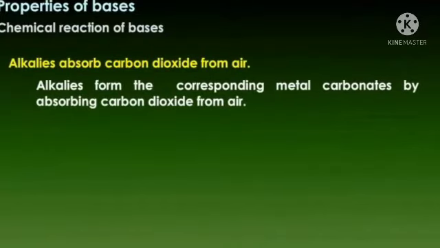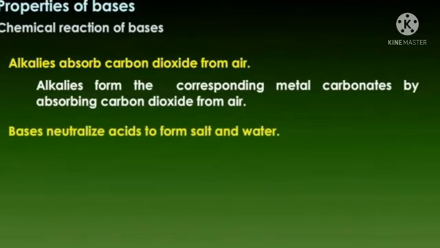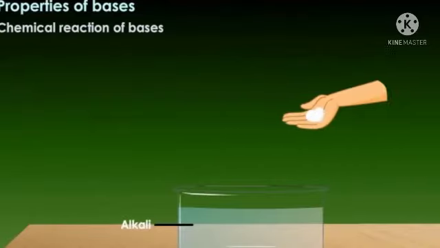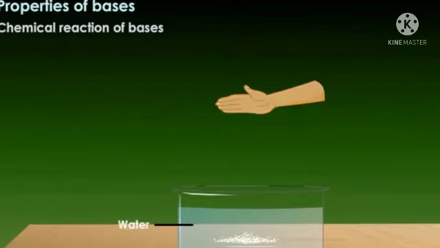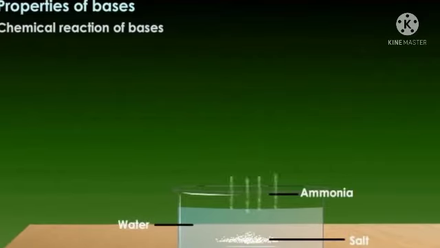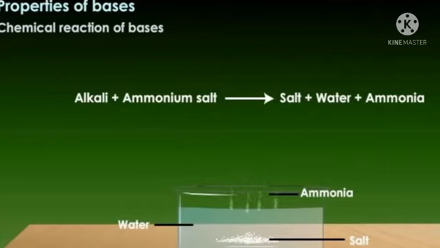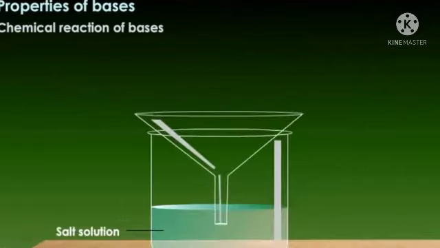Alkalis absorb carbon dioxide from air. Alkalis form the corresponding metal carbonates by absorbing carbon dioxide from air. Alkalis liberate ammonia from ammonium salts. Alkalis react with ammonium salt to liberate ammonia, which is a pungent smelling basic gas. Alkali plus ammonium salt gives salt plus water plus ammonia.